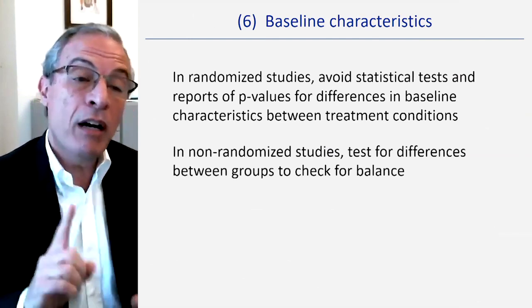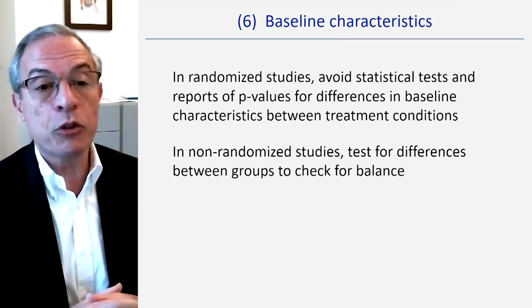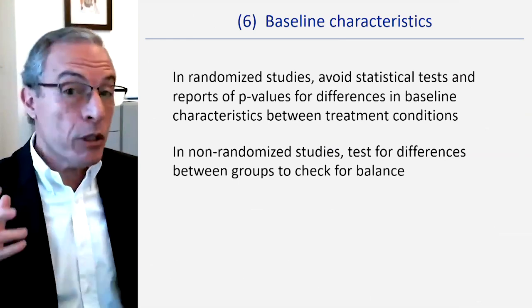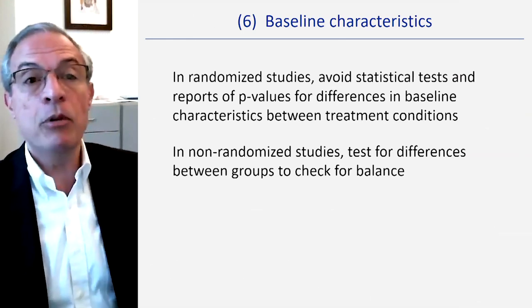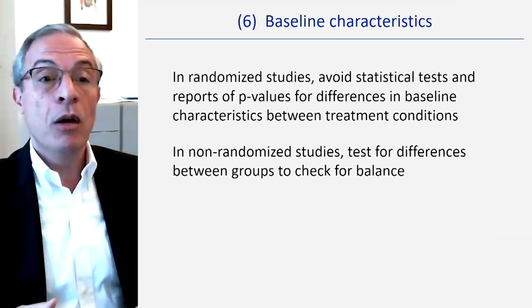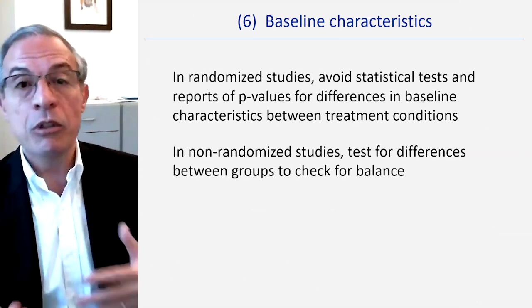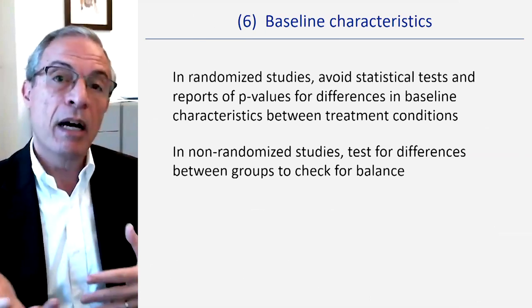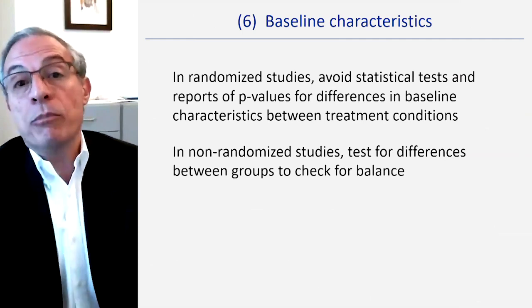In non-randomized studies, you have to test for differences between groups to check for balance, because they were not randomized. So you say, you know, I looked at those, these are the sick people and these are the healthy people, but I want to see, are we talking about the same age? Are we talking about the same sex? Are we talking about the same race? And then you want to test for that, because it was an observational study.